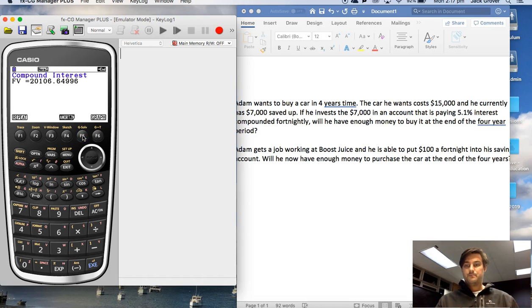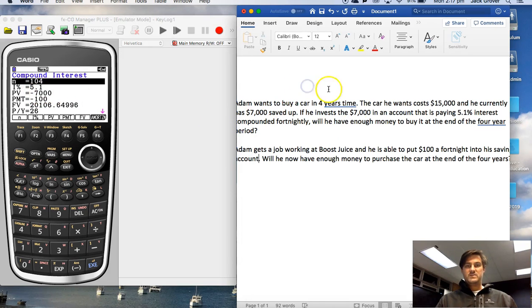As you can see, with the $100 a fortnight, Adam is now going to have $20,106.65 at the end of that compounding period. So now he's going to have enough money to purchase that car. This is a really good example of the type of questions you're going to get asked. You'll be asked to manipulate these sorts of figures.